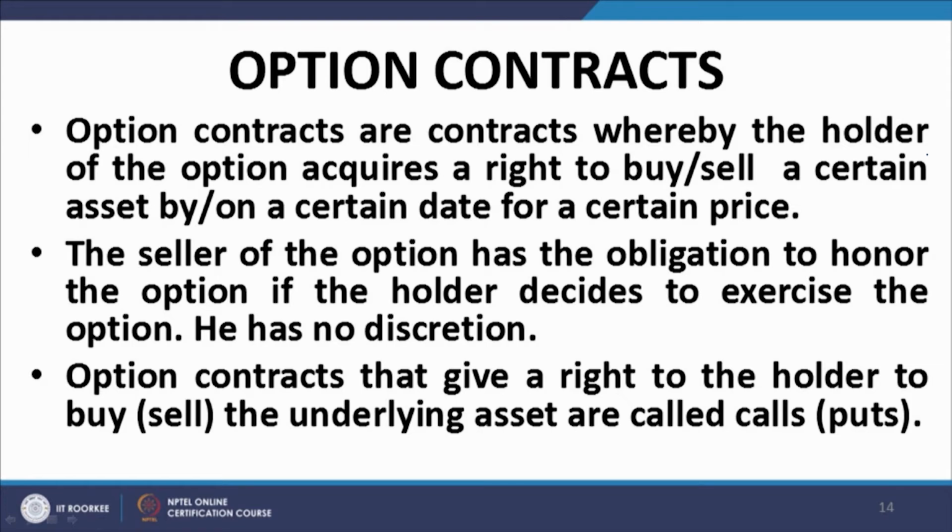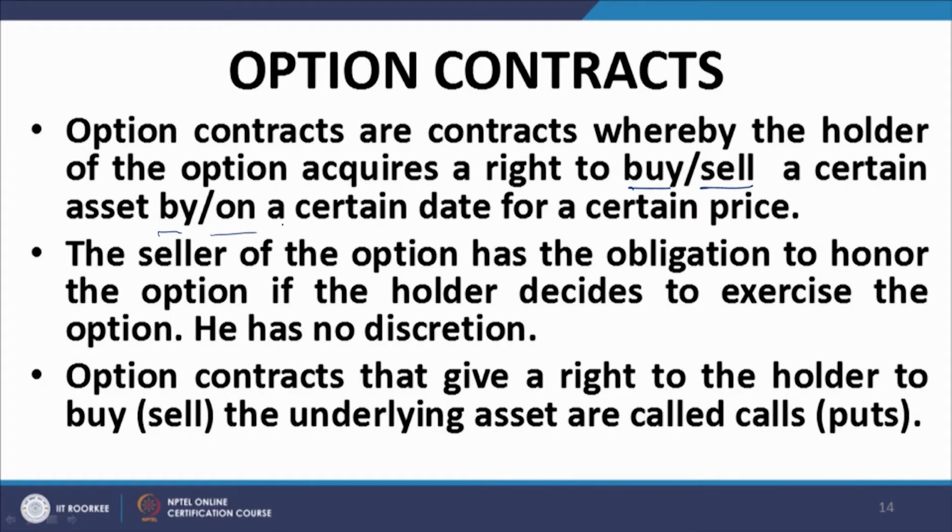So, there are two issues here. Number one is buy, number two is sell. It can either be an option to buy an asset at a predetermined price, or it can be an option to sell an asset at a predetermined price. In the first case it is called a call option, in the second case it is called a put option.